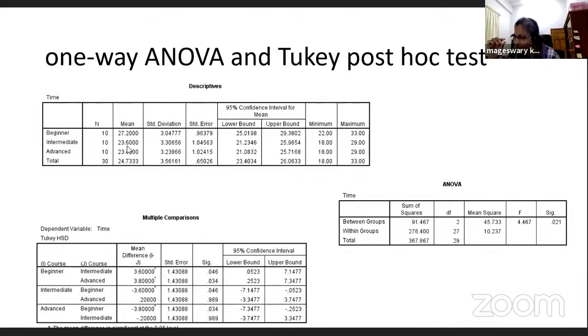So you see here, the mean shows different. There is a small difference. You know, the difference is very small between the three groups. So I want to know whether the differences are significant or not. So I run ANOVA. When I run ANOVA, I'm getting 0.021. That shows the differences are not significant. So I accept the null hypothesis. I'm not rejecting the null hypothesis. I'm accepting the hypothesis, saying that the differences between the three means are not significant.